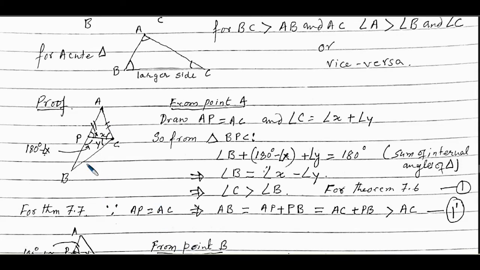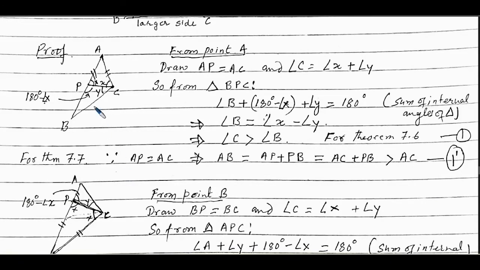Okay. So for theorem 7.7, AB is AP plus PB, but AP is equal to AC. So I substitute AP equal to AC here. So AB is equal to AC plus PB. So this is an additional term, so definitely AB will be greater than AC. Okay, so AB is greater than AC. And we have to show that AB is also greater than BC, and that angle C is greater than angle A. This also we have to show.